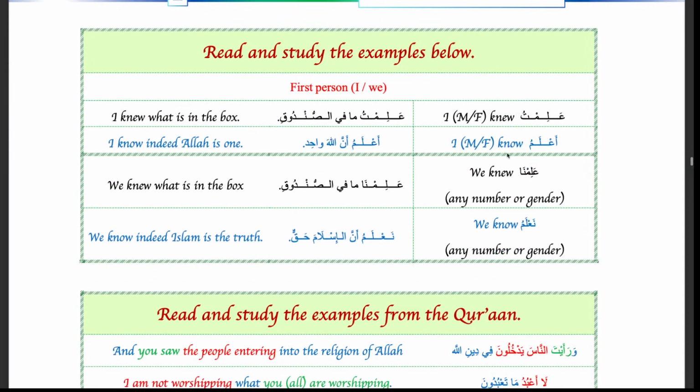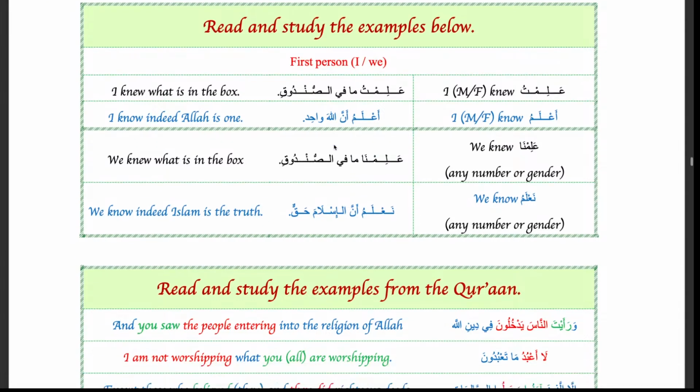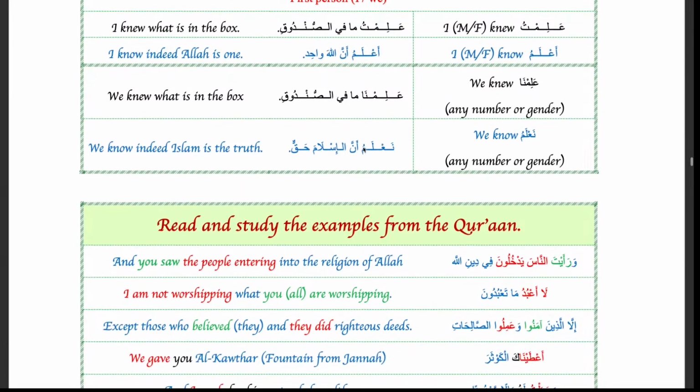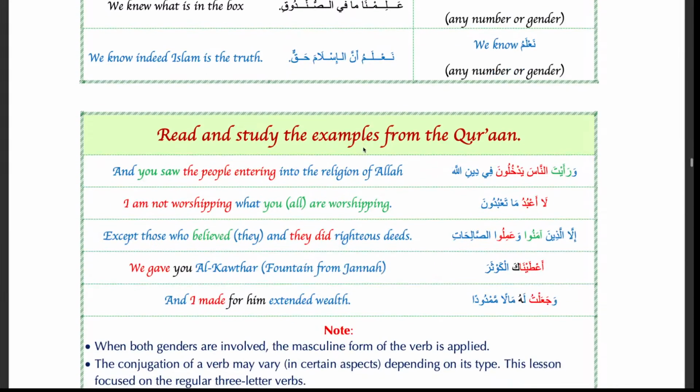First person, alimtu, I knew, a'lamu, I know. Alimtu ma fi sunduk, right? I knew what is in the box. A'lamu anna Allaha wahid. I know indeed Allah is one. Alimna ma fi sunduk. We knew what is in the box. Na'lamu anna al-Islam haq. We know Islam is indeed the truth.